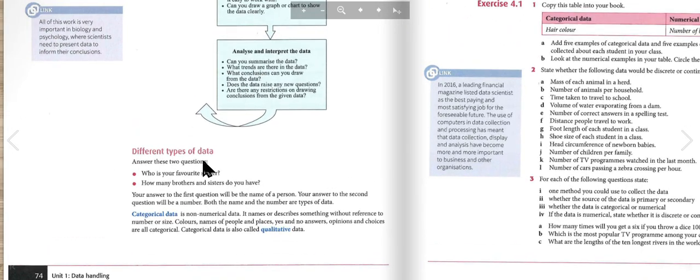Different types of data. Answer these 2 questions. Who is your favorite singer and how many brothers and sisters do you have? Your answer to the first question will be the name of a person. Your answer to the second question will be a number. Both the name and the number are types of data.